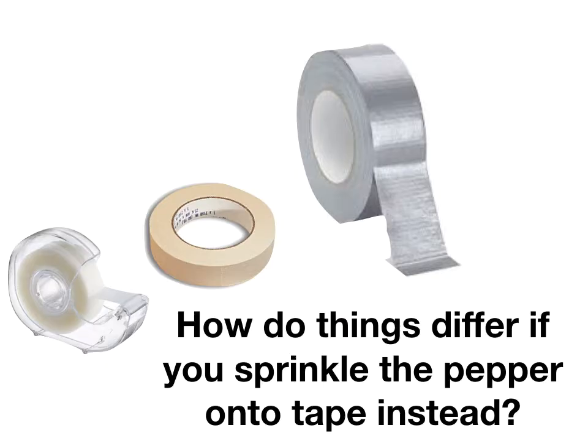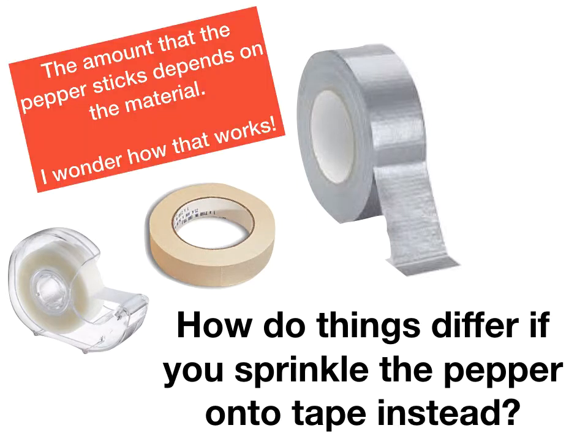Now, how do things differ if you sprinkle pepper on a piece of tape instead? You can also try and simulate what happens when you transfer from one piece of tape to another. So sprinkle on a piece of tape and then take another piece of tape, push it up against that first piece, pull them apart, and see if any of the pepper transfers from one surface to the next. And you start noticing that different tapes and different surfaces keep that pepper attached to it at different rates. The amount of pepper that sticks depends on the material.